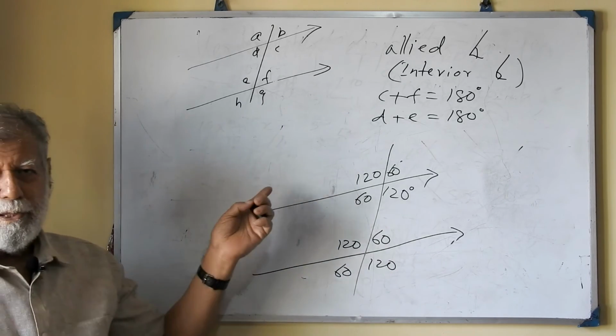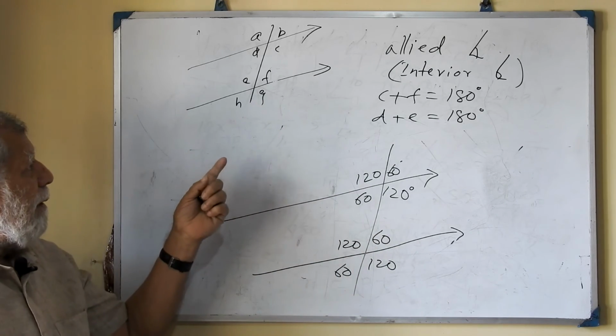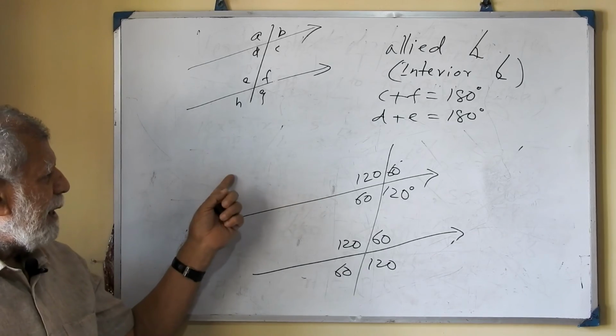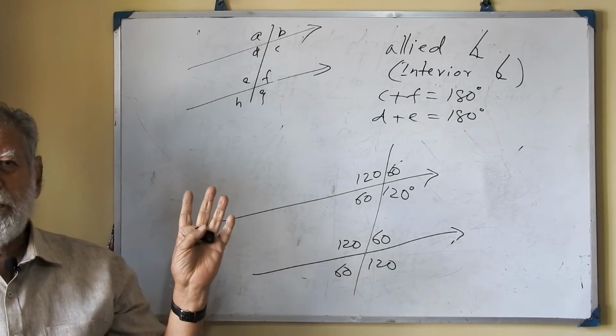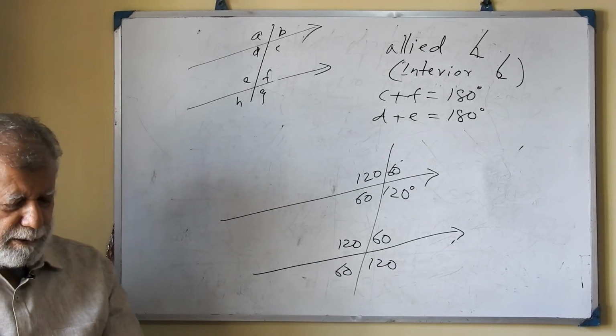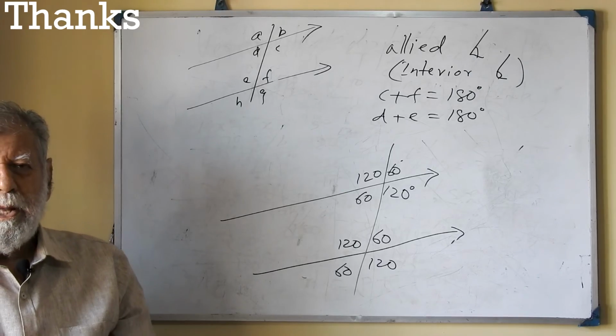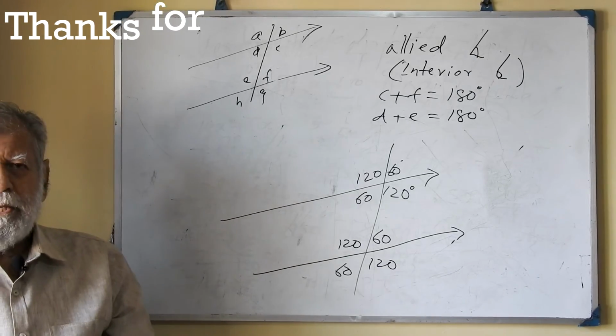So that is for today, children. We studied about vertical opposite angles and parallel lines. Very, very important. Everywhere you get these types of angles, in numerical examples. So study hard and try to familiarize this and keep in touch.